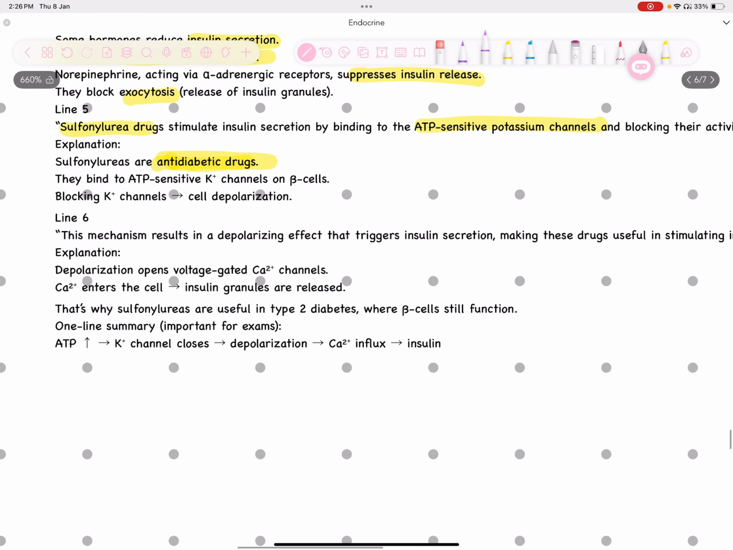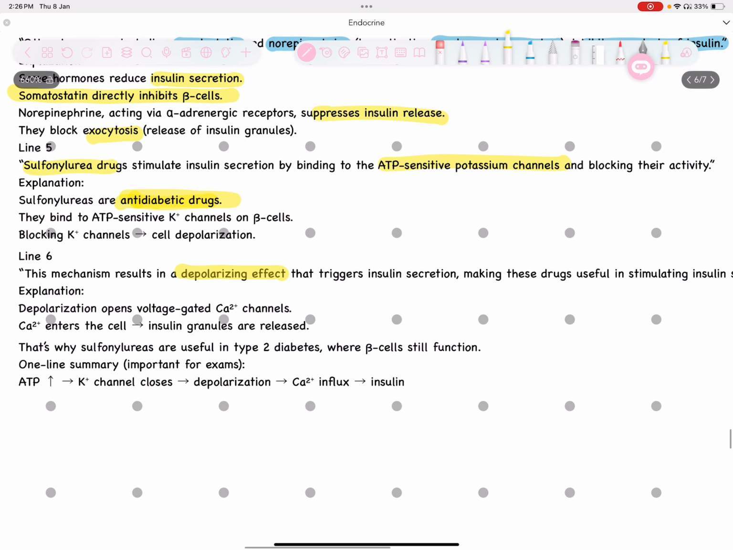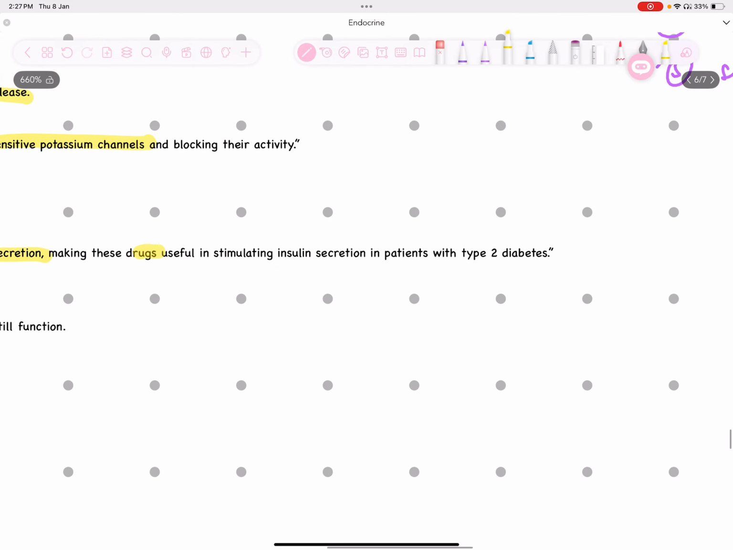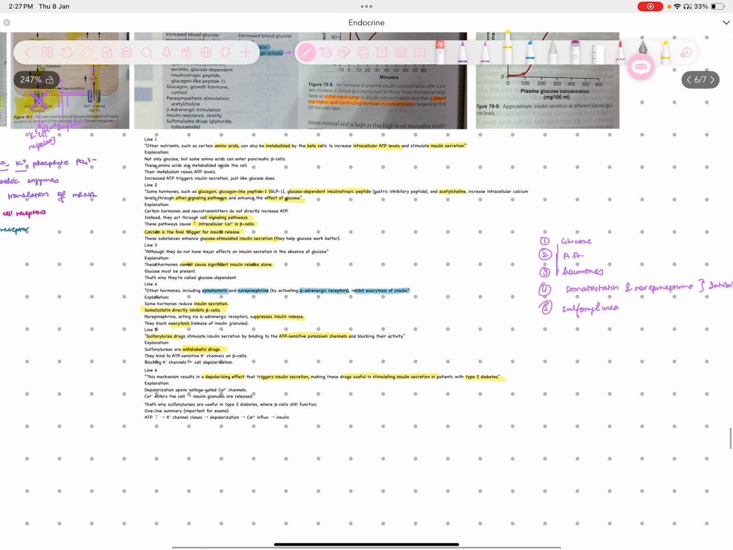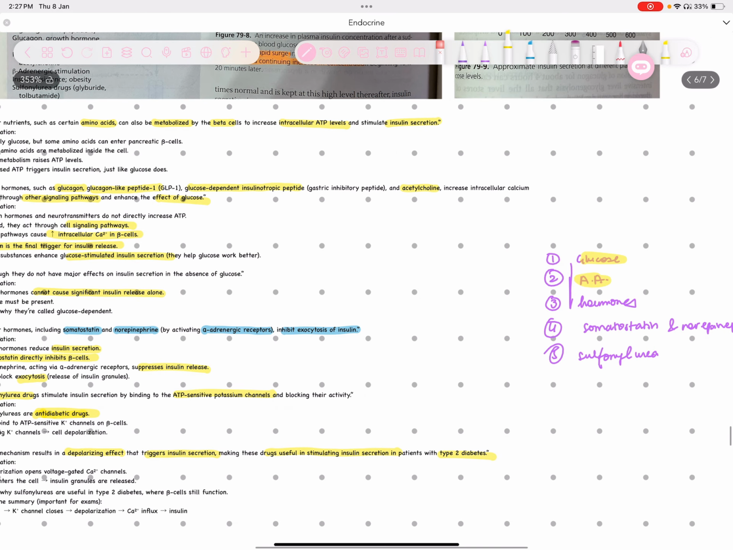Moving forward, these mechanisms result in the depolarizing effect that triggers insulin secretion, making these drugs useful in stimulating insulin secretion in patients with type 2 diabetes. So these were the things that we studied, and let's recap what were the four things. Glucose, it follows the entire step. Amino acid, it also follows the entire thing.